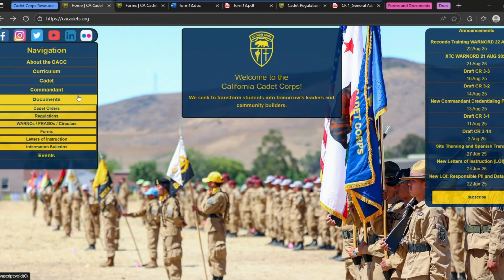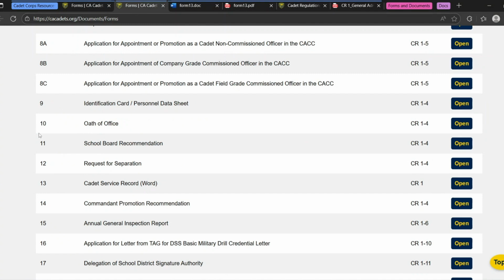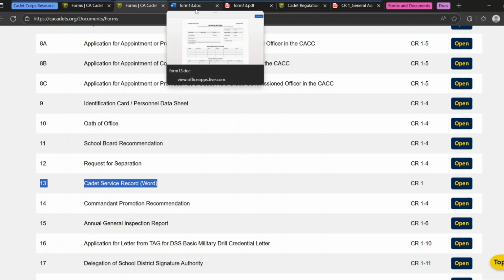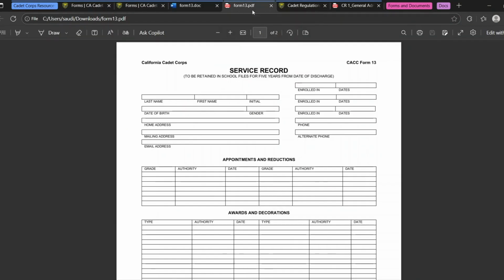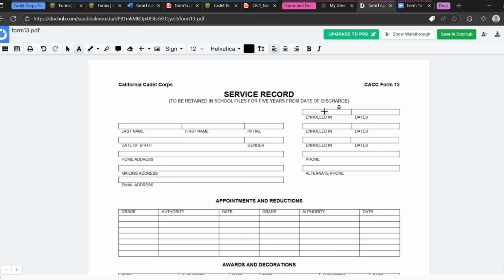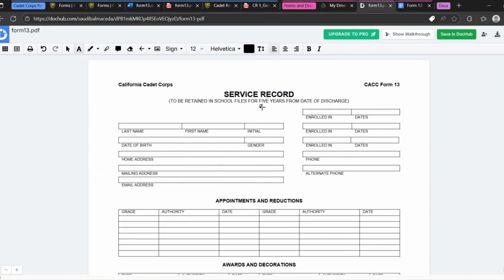And for your forms, to actually find a Form 13 to fill out, you're going to go into Forms and scroll down to the Form 13, as you can see right here. It is in the Word form. So when you open it up, it's going to actually open it up like this. And so what you're going to have to do is download it as a PDF. And what I had to do is download it into my Google Drive and upload it into DocHub so that we can edit it. I'm going to be editing a fake one today just so you guys get an idea of how to fill one out.